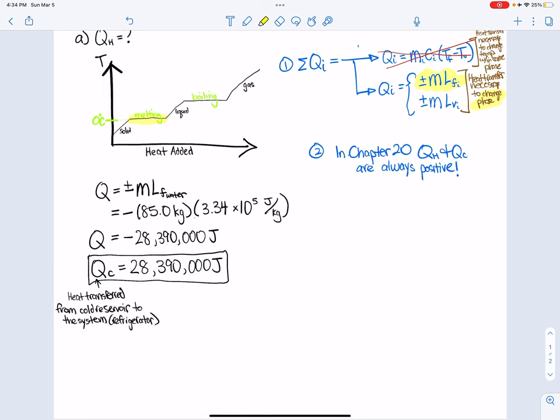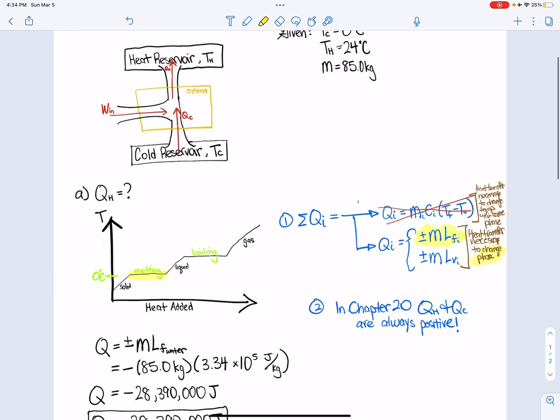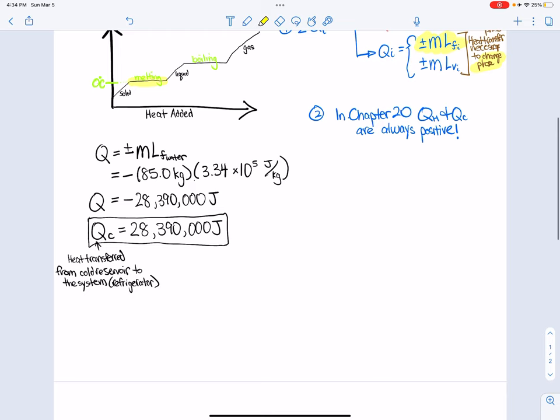All right, but I'm not looking for QC. What I'm looking for in part A is actually this guy, QH. So I'm one step closer to finding my QH, but we just needed to find the QC to begin. And I'll add another side note, number 3, which is what will help me find QH.